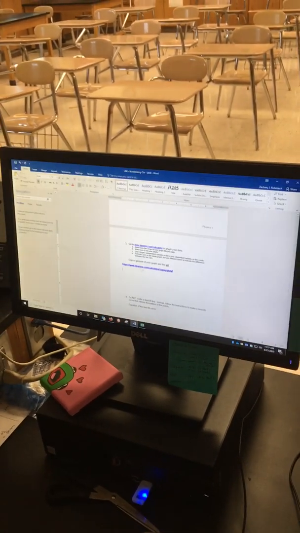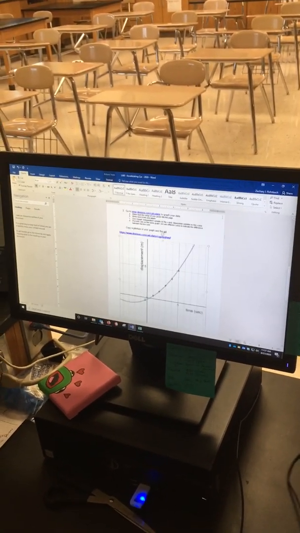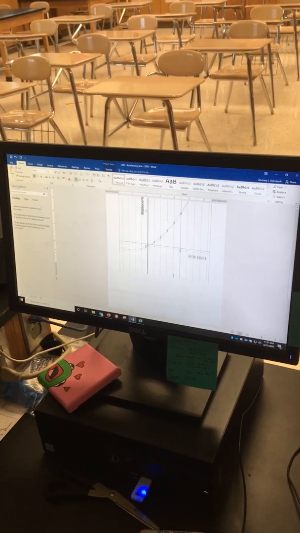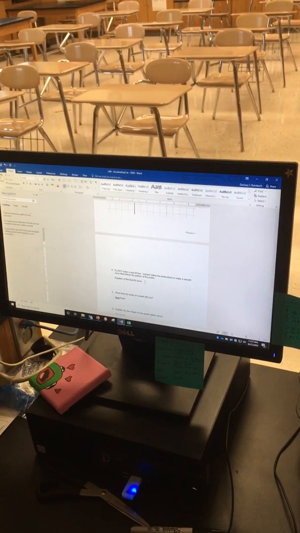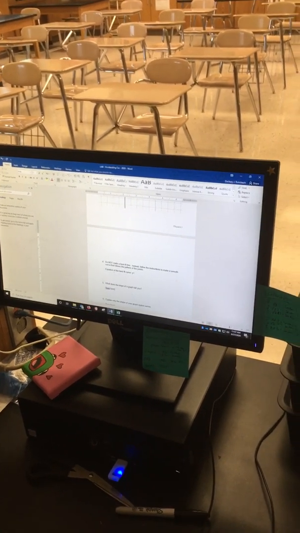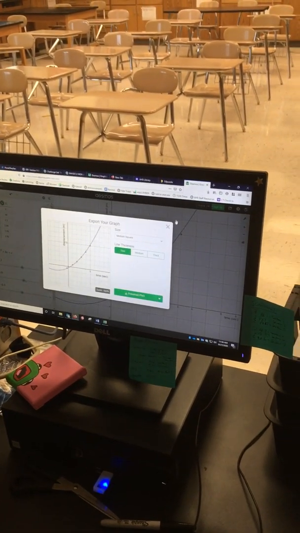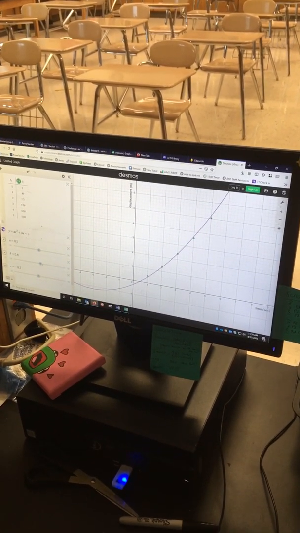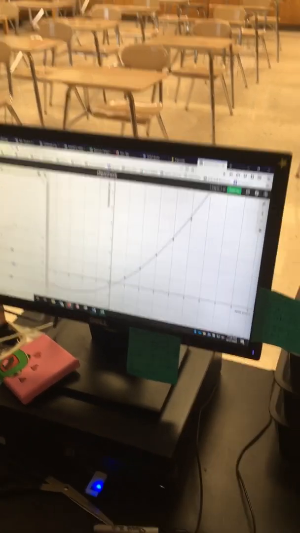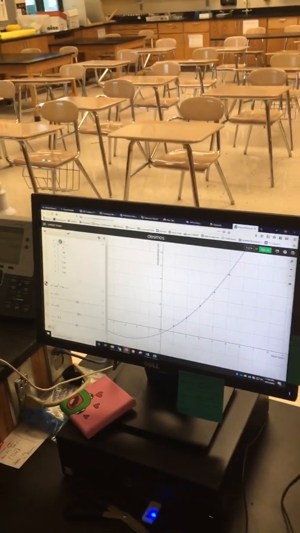Copy image, paste it. All right, so that's my graph. And then it's going to ask me, what is the equation of the best fit curve? Well, I used the form y equals ax squared plus bx plus c, but I got to plug in what they actually were. I don't want to tell you what the numbers are, but I would plug the numbers in, right?